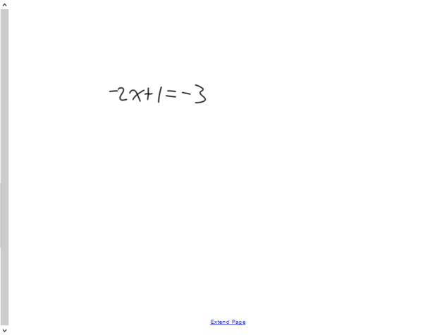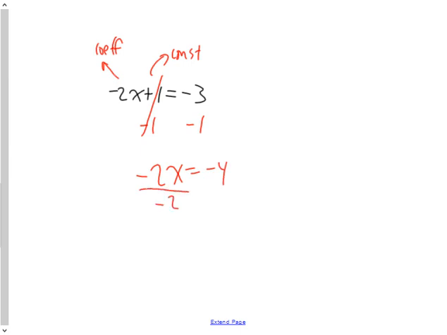A grade 8 variation is where you have a negative coefficient, but the same thing is true. We still have a constant. We still have a coefficient. The first thing we should get rid of is our constant. So I'm going to subtract 1 from both sides first. Leave it with negative 2x equals negative 4. To get rid of the coefficient of negative 2, I'm going to divide by negative 2. And x will equal negative 4 divided by negative 2, which is a positive 2. X equals positive 2.